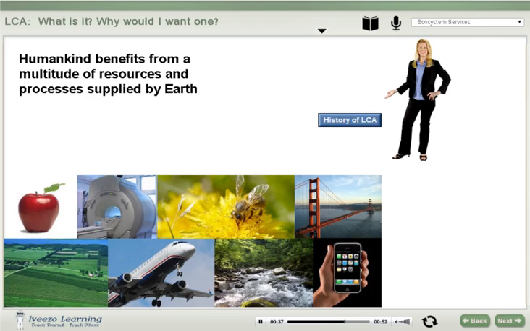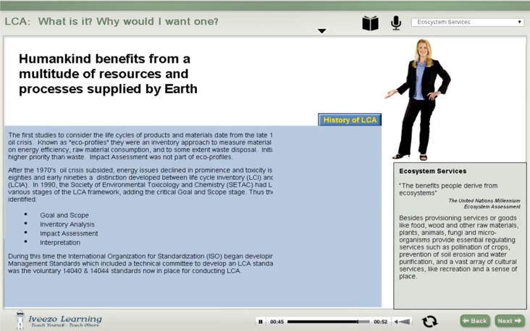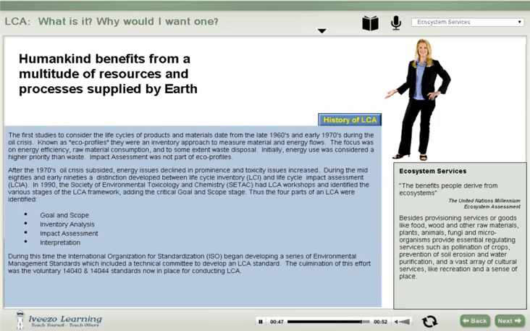Click the History of LCA button to read how LCA has developed over the last 50 years, and read the on-screen text to learn more about ecosystem services. You can also download a copy of the United Nations Millennium Ecosystem Report by clicking the resource icon above.